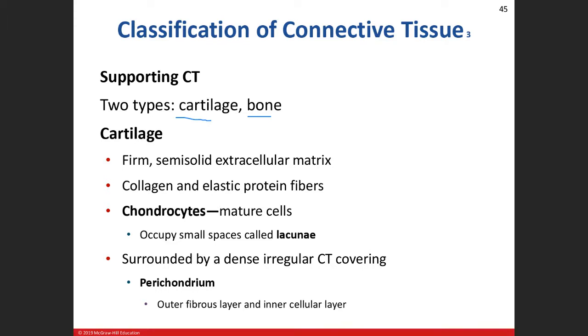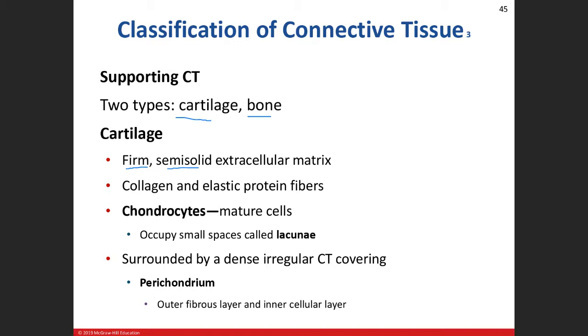So let's start off with the cartilage here. Cartilage is not going to be as rigid as bone. We consider it to be firm, but we also classify it as a semi-solid, which means it's solid, but it's bendy. It can handle a little bit of stress and bend a little with it. You have high amounts of collagen and elastic, and both of those protein fibers confer the semi-solid description, allowing cartilage to be a little bit more, quote unquote, bendy.